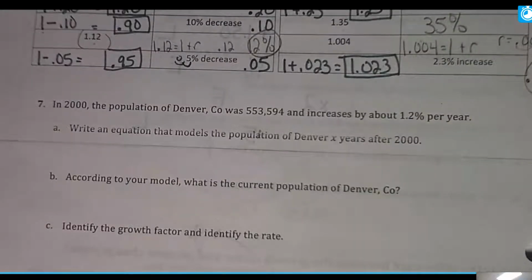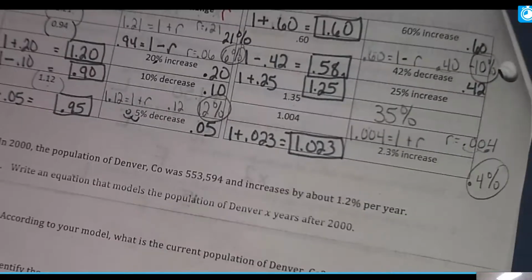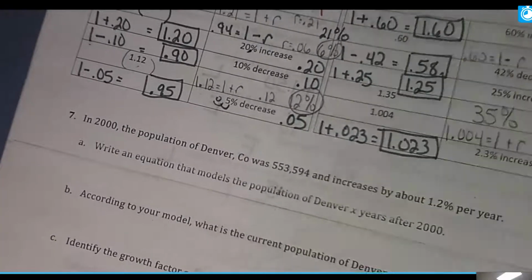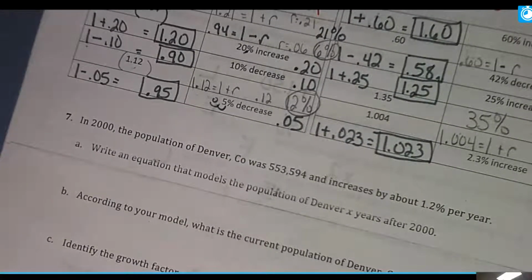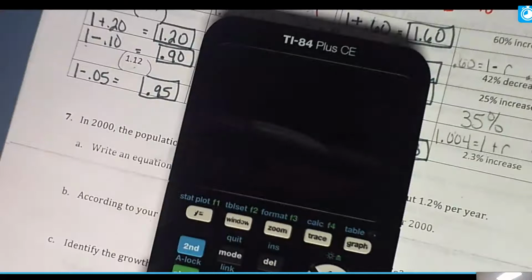All right, welcome back. I realized there's quite a few videos. The first one was just a cheat sheet. I'm back on page 14, and we are going to be looking at some word problems. You are definitely going to be needing your calculator here.